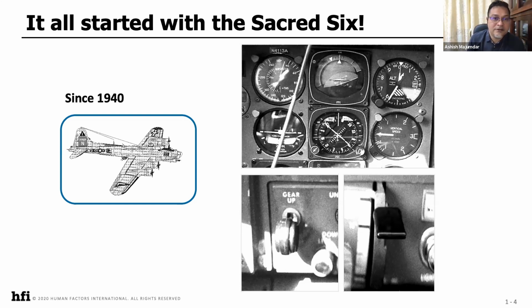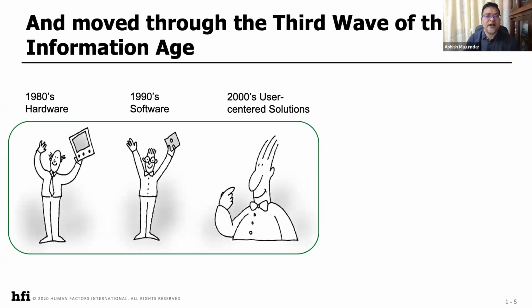So for people who think that, hey, usability has just started in the 80s, no, it actually started way back, right? And we've been tracking it since then. We've seen the evolution of this field right from the 80s, where hardware was the king, right? The best performing hardware was what everybody was looking for. In the 90s, it was okay, everybody has hardware, I need good software. And then that phase also passed by. In 2000, we saw user-centered solutions. I have good hardware, I have good software.